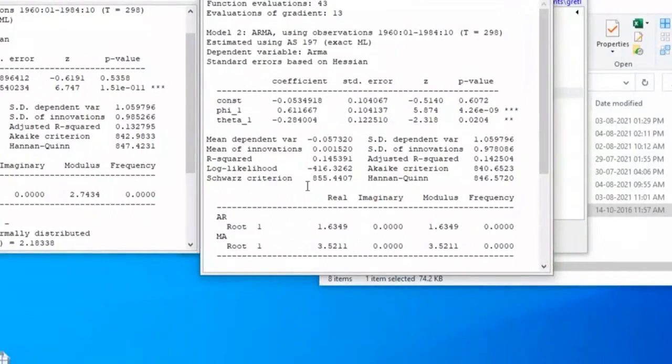So considering the information criterion, this model is better than this. What is the idea? Model selection is done based on the information criterion, where the information criterion is the least. So we select this one.